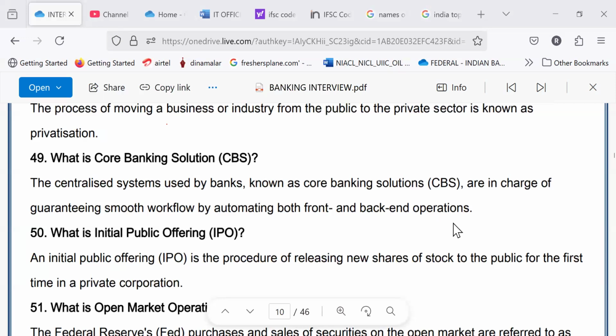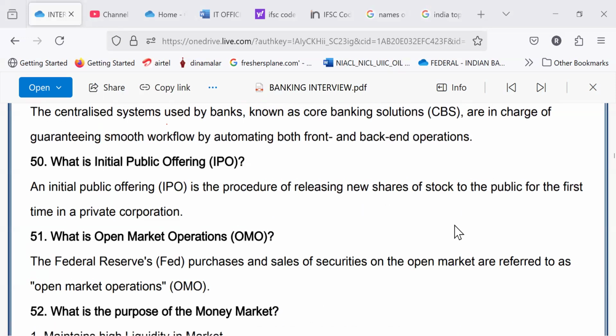The centralized system used by banks, known as core banking solutions, is in charge of guaranteeing smooth workflow by automating both front and back end operations. Continue. What is initial public offering? An initial public offering is the procedure of releasing new shares of stock to the public for the first time in a private corporation. Good.